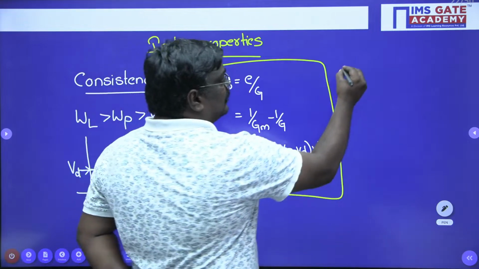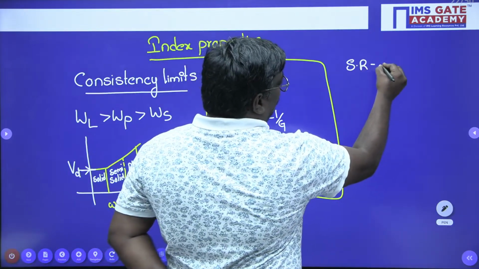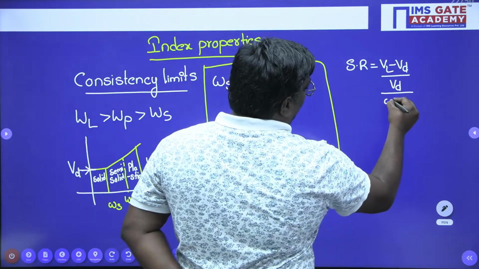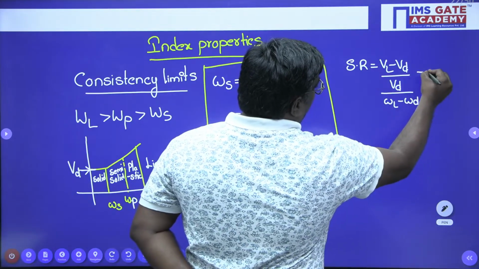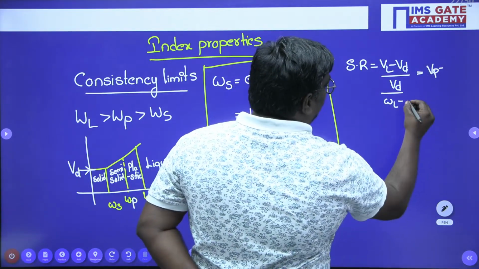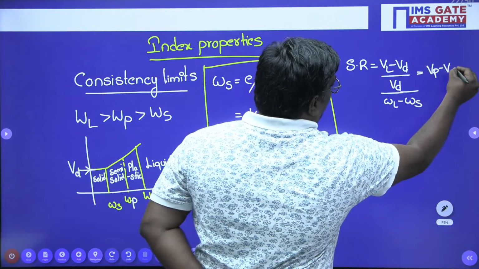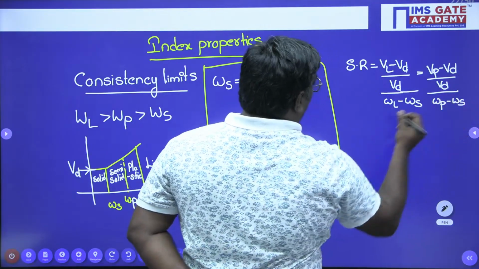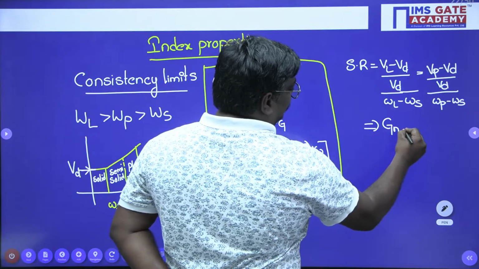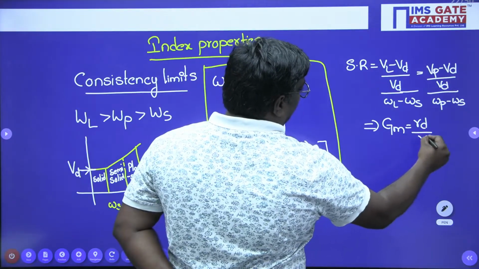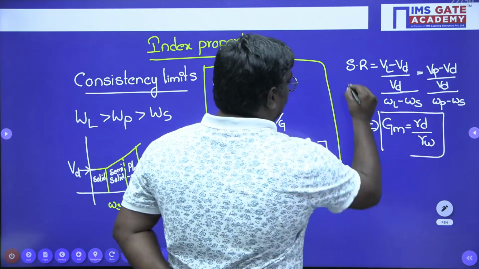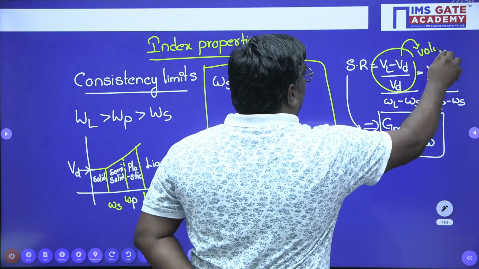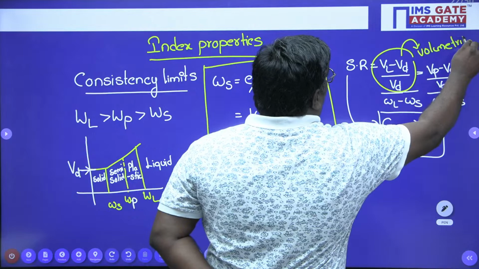And we know shrinkage ratio is nothing but (VL minus Vd) upon Vd, upon (WL minus Wd), or (Vp minus Vd) upon Vd, upon (Wp minus Ws). Or you can write shrinkage ratio as mass specific gravity, that is equal to gamma D upon gamma W in dry state. This is also shrinkage ratio, and we call this volumetric shrinkage.